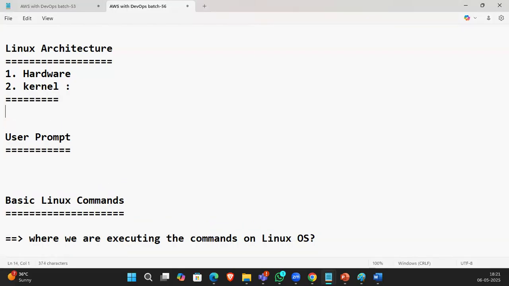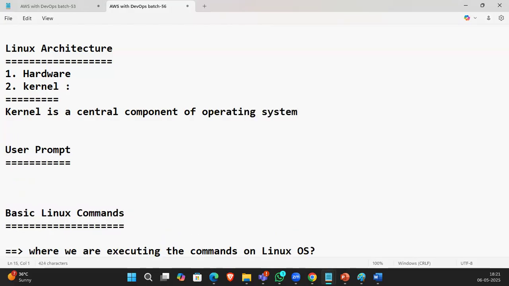For example, kernel is a central component of the operating system. What is that, guys? So kernel is the central component of the operating system.